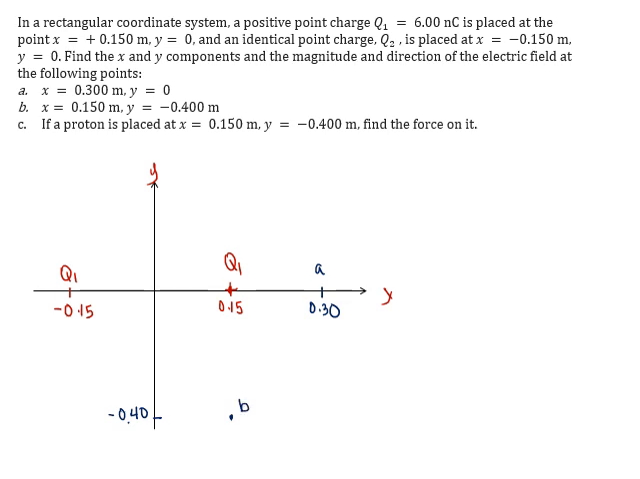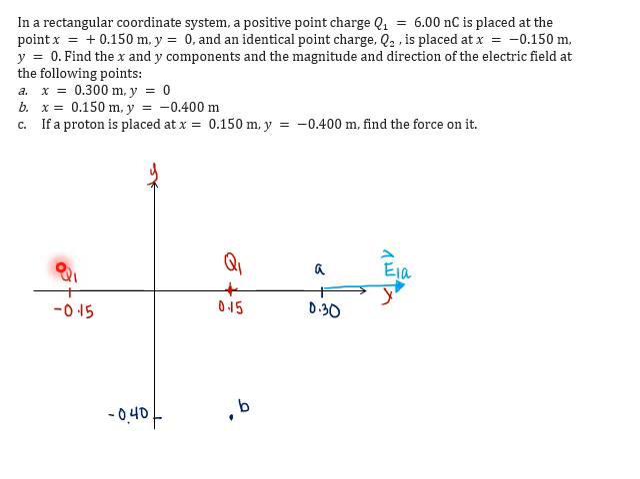Okay, to get started on this, what you have to do is draw the electric field vectors due to each charge. Q1, and let's deal with point A first. Q1 is a positive charge. We know the electric field points away. So at point A, the electric field due to Q1 is going to point away. It's going to point to the right. So there's the electric field due to 1 at point A.